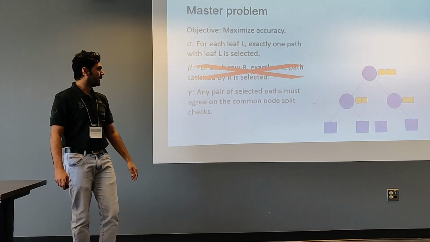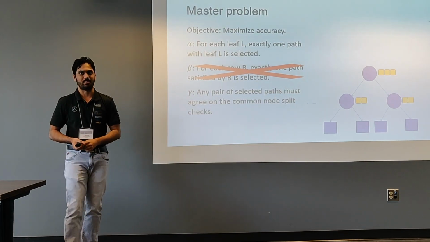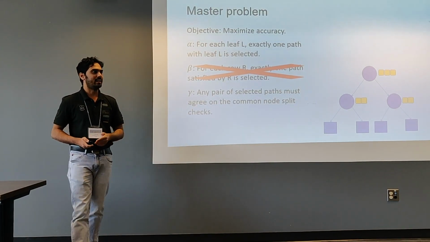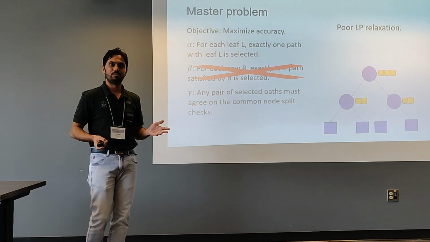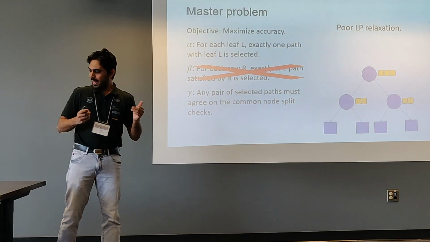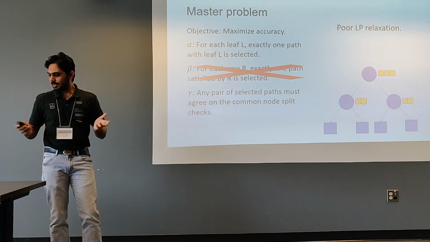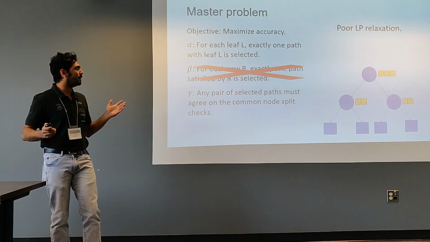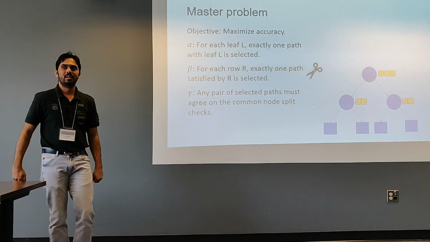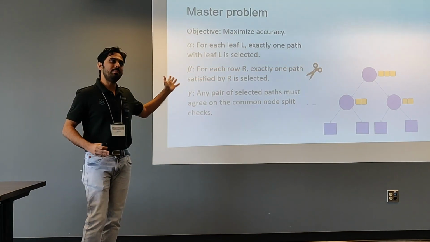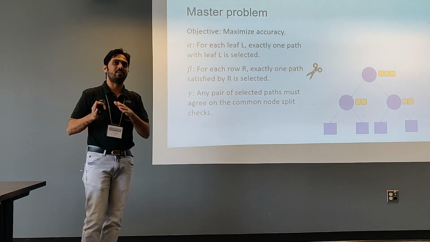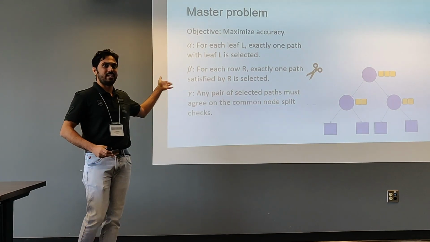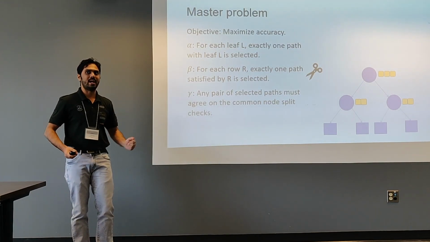So the easiest thing we can do is simply remove those beta constraints, and we quickly found out that it leads to poor LP relaxation. So what's the second best thing we can do? We decided we'll add them as cutting planes. We'll keep them aside, and if they get violated, then we will add these constraints to the master problem and see how that works.